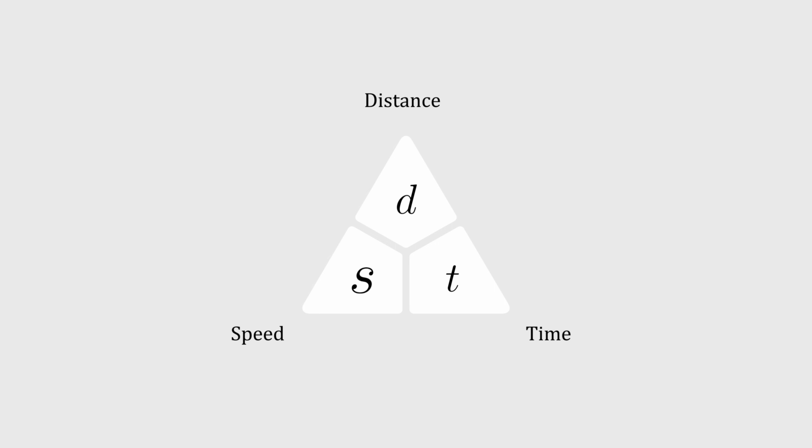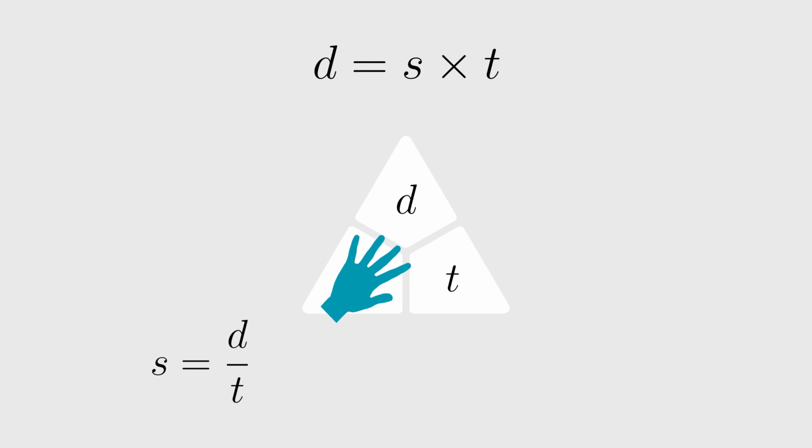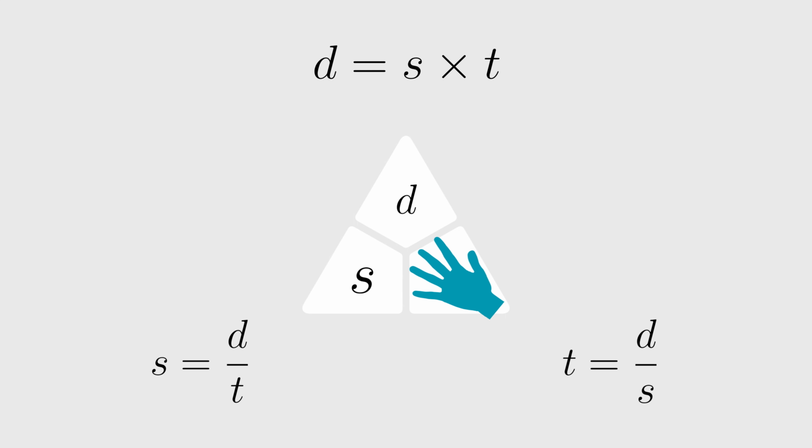If you want to calculate distance, close the D with your hand and see distance is speed multiplied by time. Similarly with speed, it is distance divided by time. Think of the speed units like kilometers per hour, so distance divided by time. And with time being distance divided by speed. Let's move on to the first example.